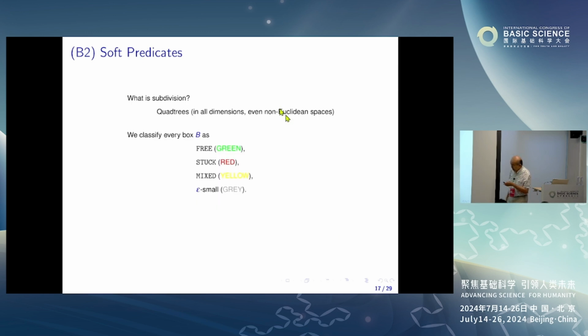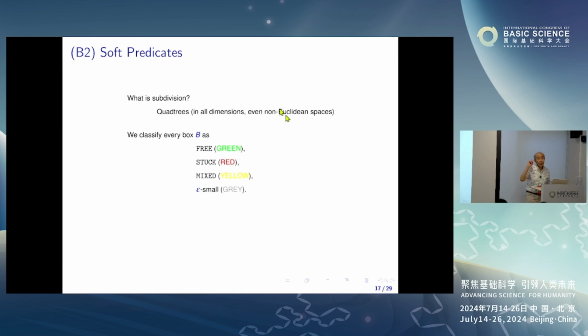So basically every box in your configuration space is classified into one of 3. Green means free, every point in there is free. Stuck means every point there is not free. Mixed means there's some free, some not free. And gray means, oh, it's smaller than epsilon, okay, you can throw it away. All right?